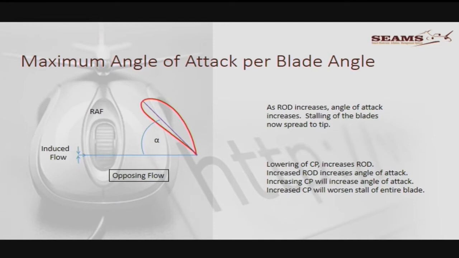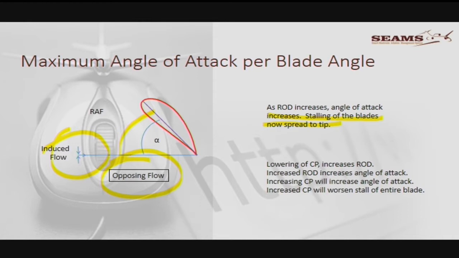Maximum angle of attack per blade angle. As the rate of descent increases, the angle of attack increases, and as I said there, the stalling of the blade now spreads to the tip. We're talking about the opposing flow. There you can see that the two are now exactly the same. Therefore, the blade angle and the angle of attack now become one.